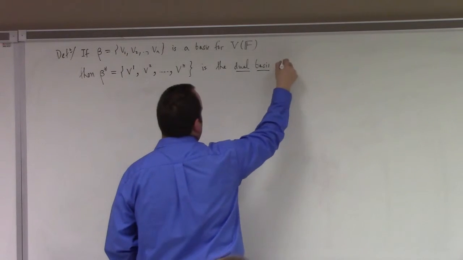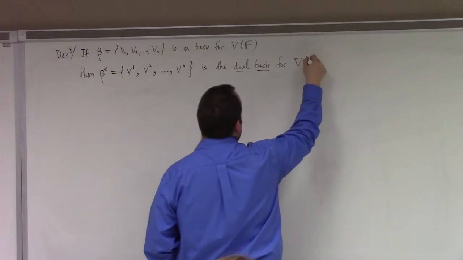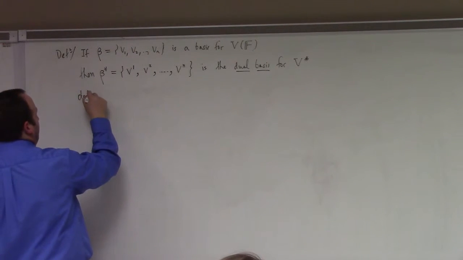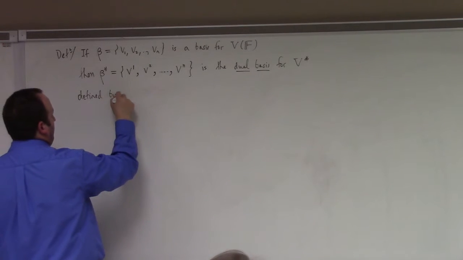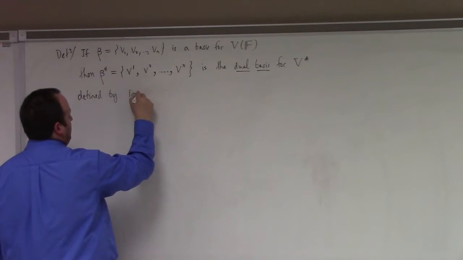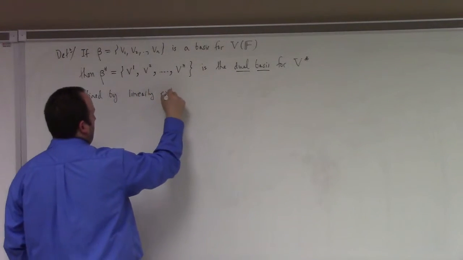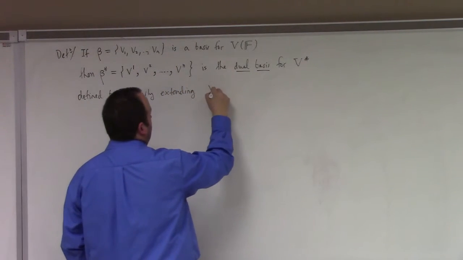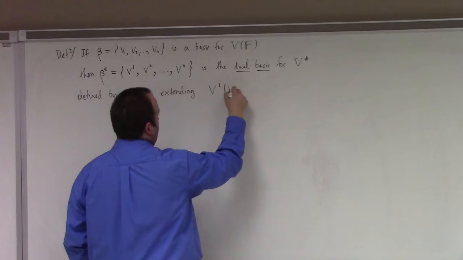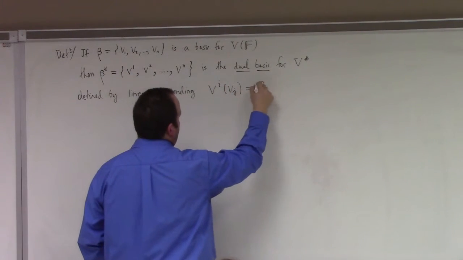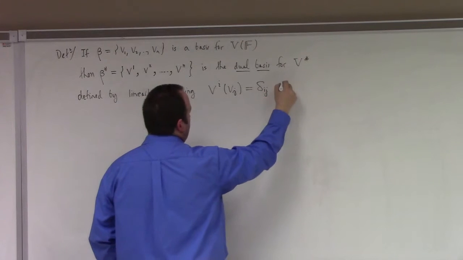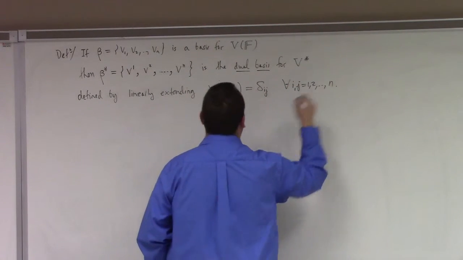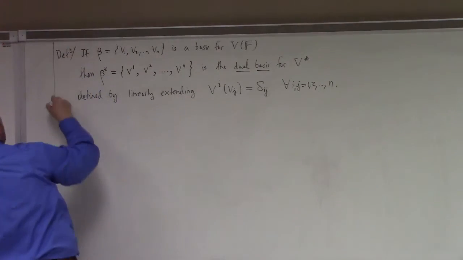The dual basis for V dual, defined by linearly extending the following rule: v^i of v_j is equal to the Kronecker delta ij for all i and j, 1, 2, all the way out to n. This is the so-called dual basis.